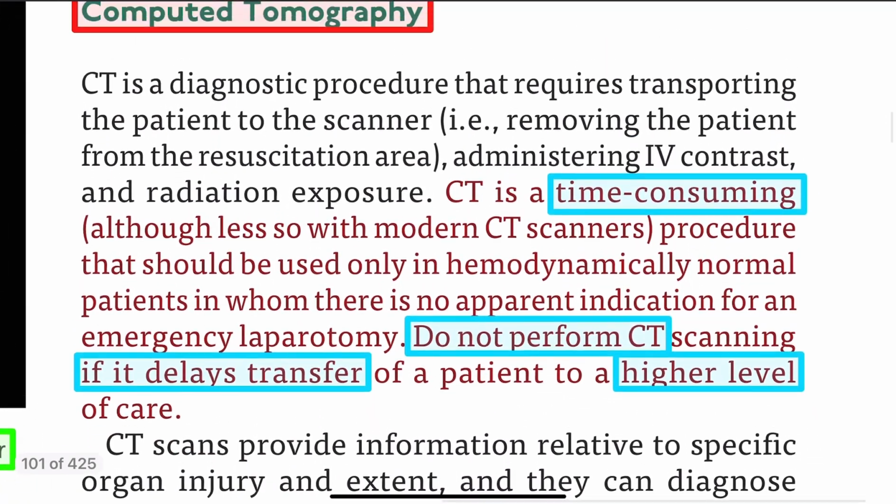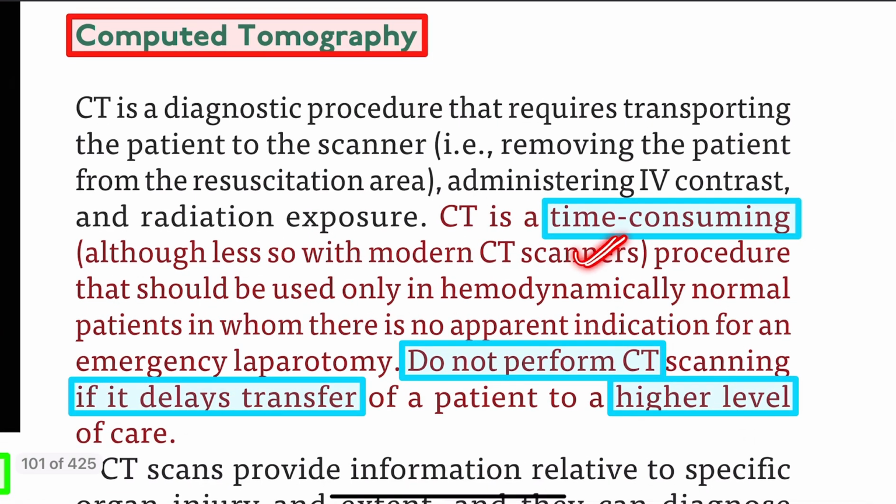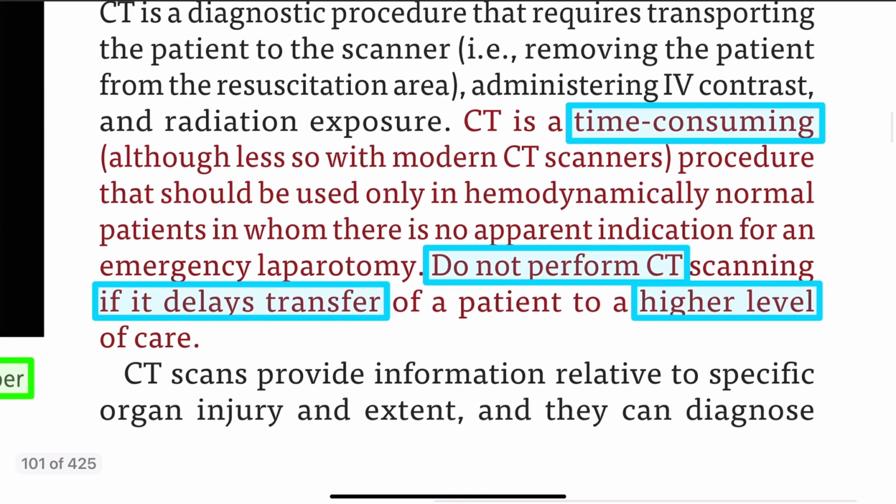Now come to the CT. CT is a time-consuming procedure, and you should not perform CT when you are planning to refer the patient to a higher level, because it will delay the transfer.